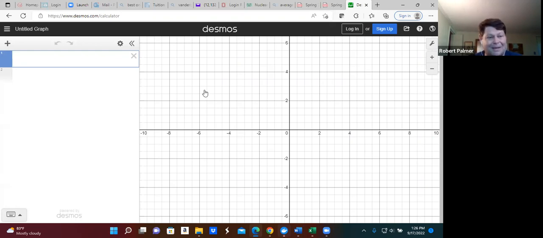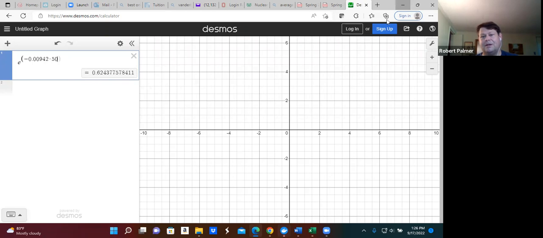So first I type e. It recognizes that is about 2.718. Then do the caret, which gives the exponent. Now I'm also going to use a parenthesis here to make sure I get everything as an exponent. So negative 0.00942, then times 50. And that gives me the answer, about 0.6243 is our result. So let's go back and take a look.